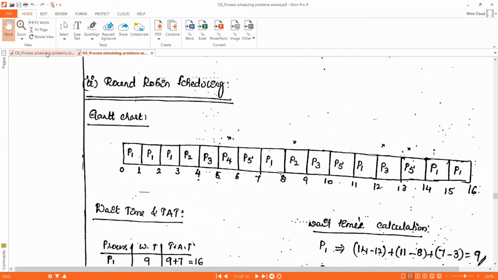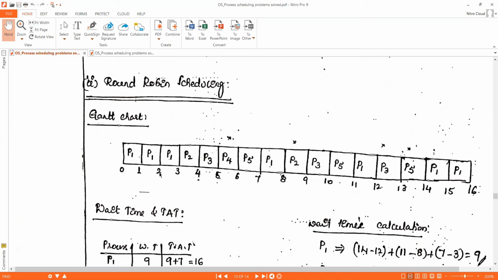This will be represented in the Gantt chart. At clock time 0 milliseconds, process 1 arrived in the ready queue. That time the CPU is free, so the CPU will be allocated to process 1. The CPU will execute process 1 for 1 millisecond. Then the CPU will check whether there is any process in the ready queue. There is no process in the ready queue, so again the CPU will execute 1 more millisecond for process 1.